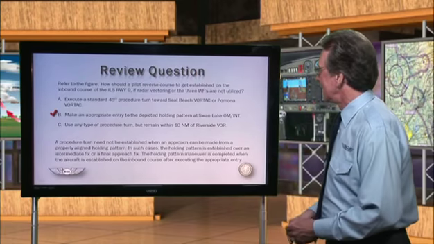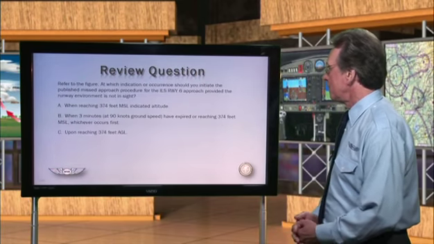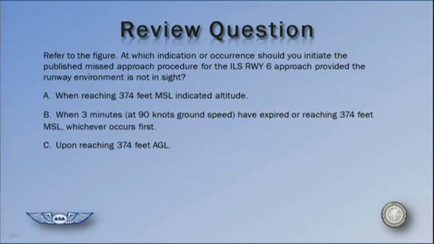All right, moving along to yet another question. Again, referring to some figures. At which indication or occurrence should you initiate the published missed approach procedure for the ILS runway 6 approach, provided the runway environment is not in sight? Which of these is true?